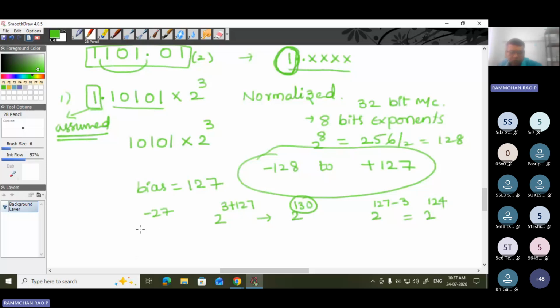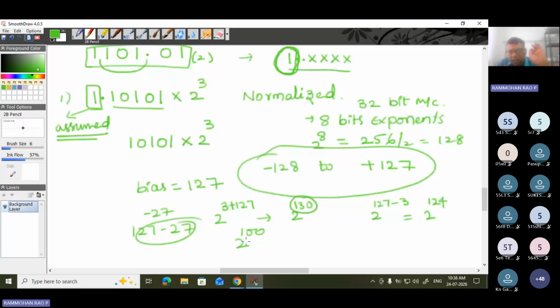Suppose my exponent is minus 27. So what I will do? I will subtract 27 from 127. I'll get 100, so I'll store 100. If you find 100, it means a number less than 127, which is a negative exponent. Any number above 127 is a positive exponent. If the stored value itself is 127, then it is 2 power 0.